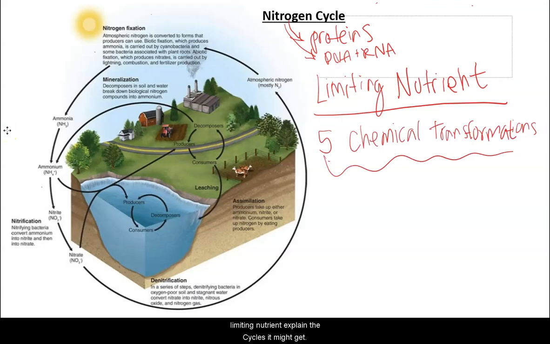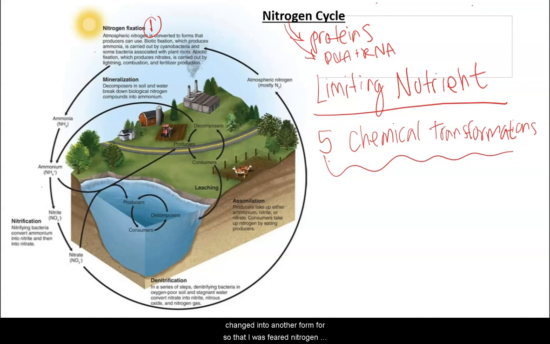It might get a little overwhelming as I explain the chemical cycle, so just bear with me. The first chemical transformation we're going to talk about is nitrogen fixation. That's basically where atmospheric nitrogen is taken and converted into something that plants can use. There's tons and tons of nitrogen in the atmosphere, but it's not really available to plants. Plants can't take it and use it in their bodies very easily. It has to be changed into another form.